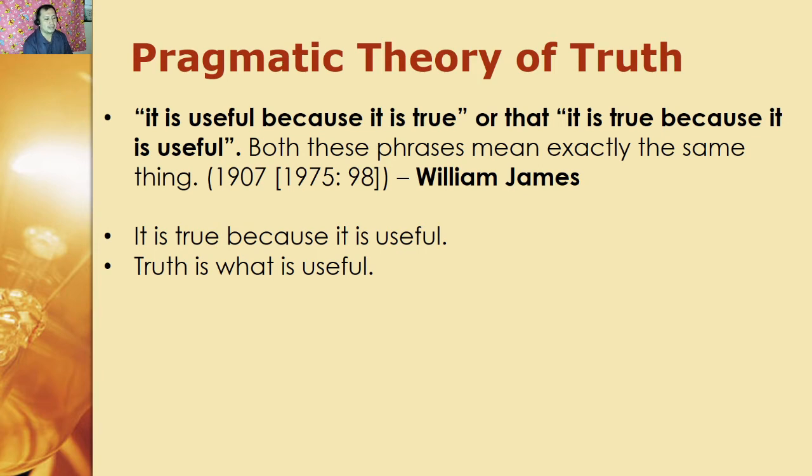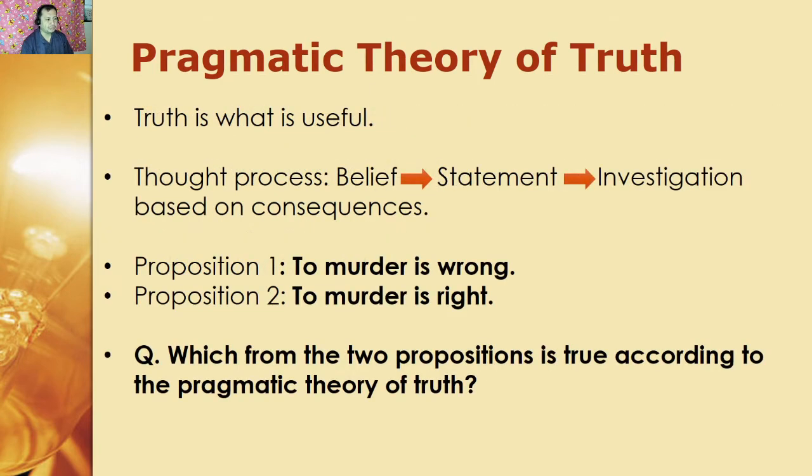According to William James, sabi niya dito, sa kanyang very basic definition, it is useful because it is true or that it is true because it is useful. Doon tayo mag-stick sa definition na it is true because it is useful. Or, according to pragmatic theory of truth, truth is defined as what is useful. Truth is what is useful. So, again, merely reading that definition will really take us to confusion, hindi natin maunawaan.